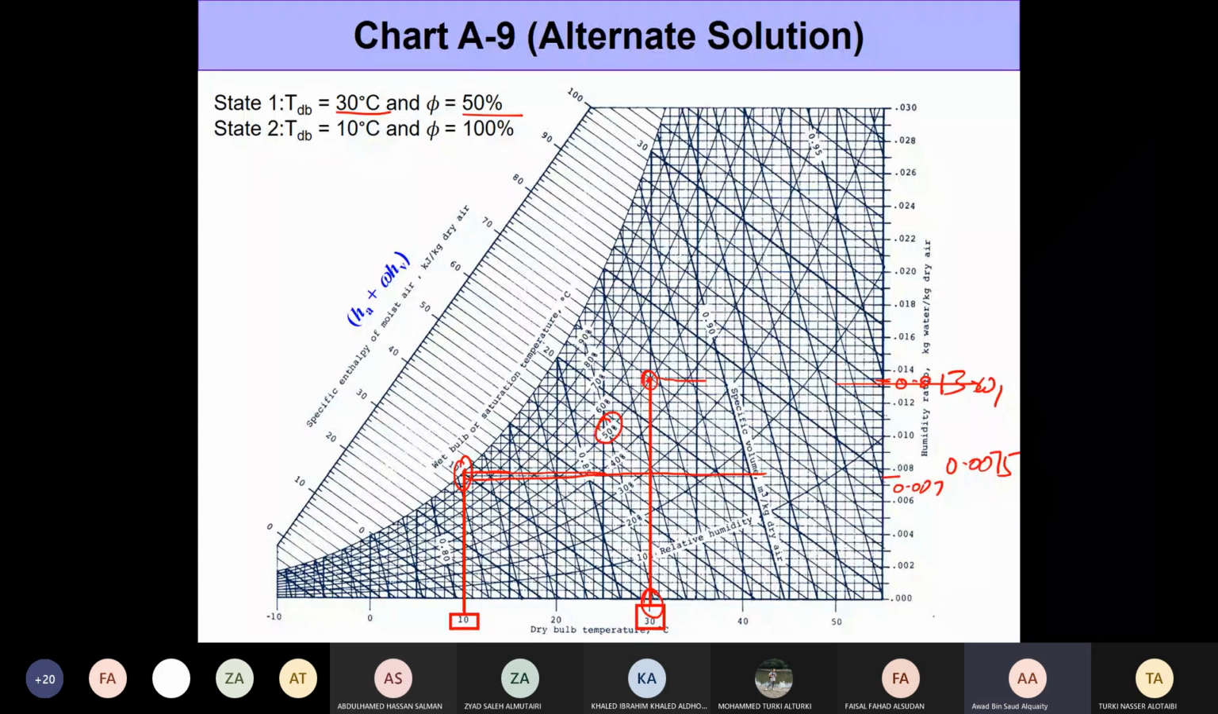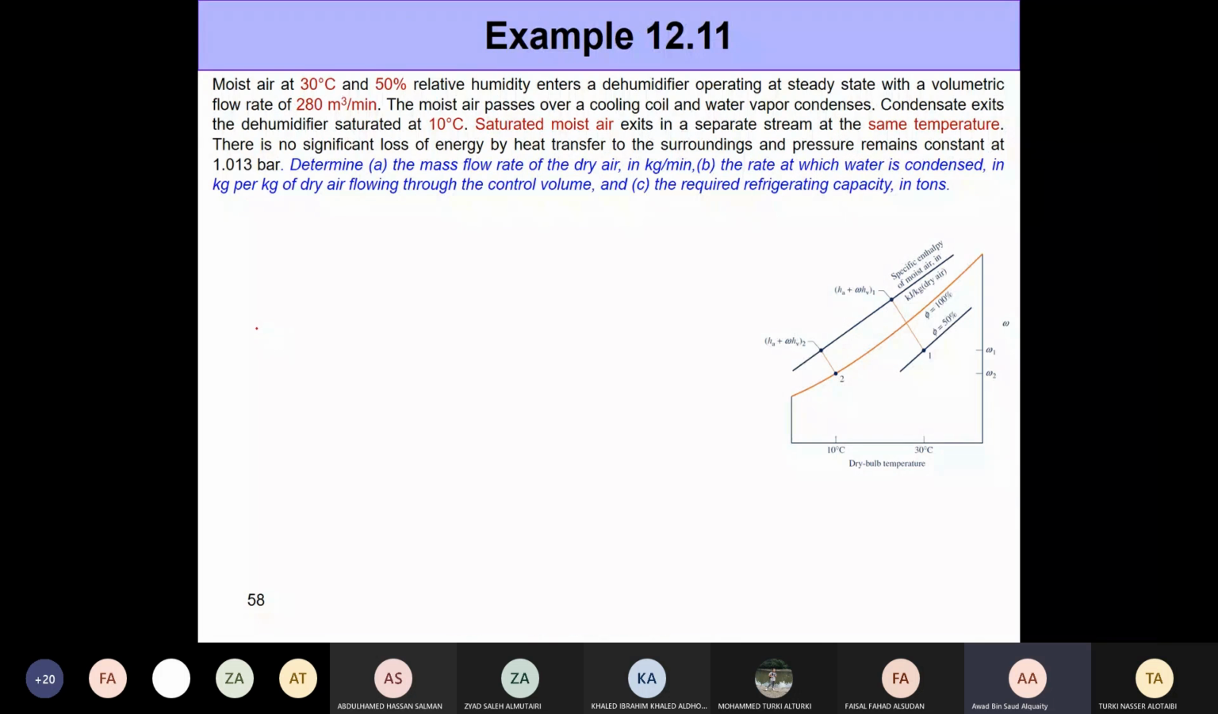But you should know, if you want to calculate m dot w, the relationship between them, right? You should know that m dot w by m dot a is omega 1 minus omega 2. So this is how you would do it using the psychrometric chart. Now let's solve the last part of the question, and then I will again show you how you would do it using the psychrometric chart.